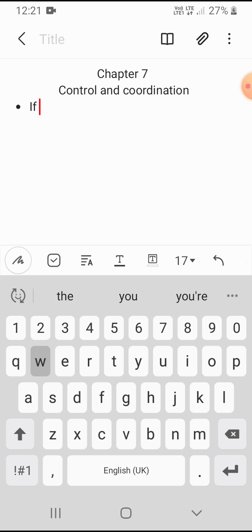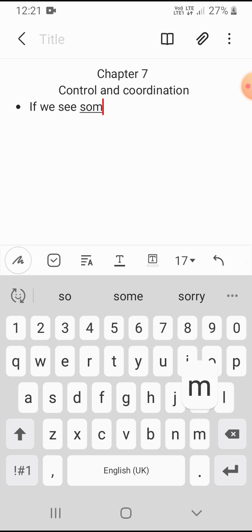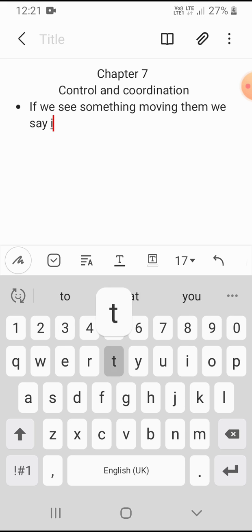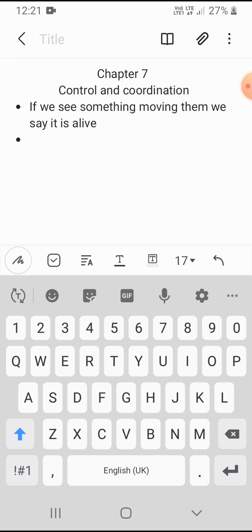So if we see something moving, then we say it is alive. It has life, we say.